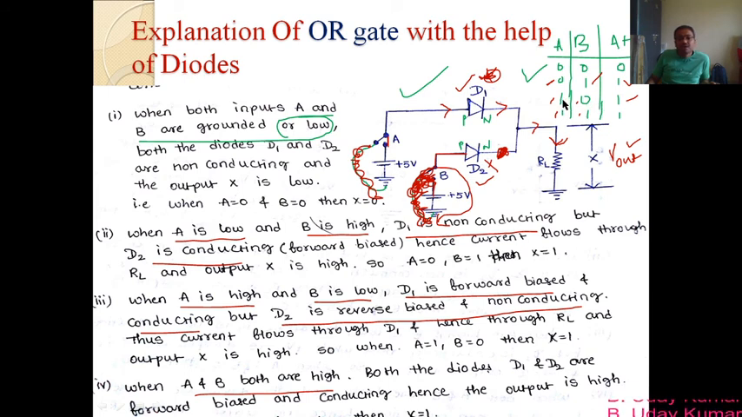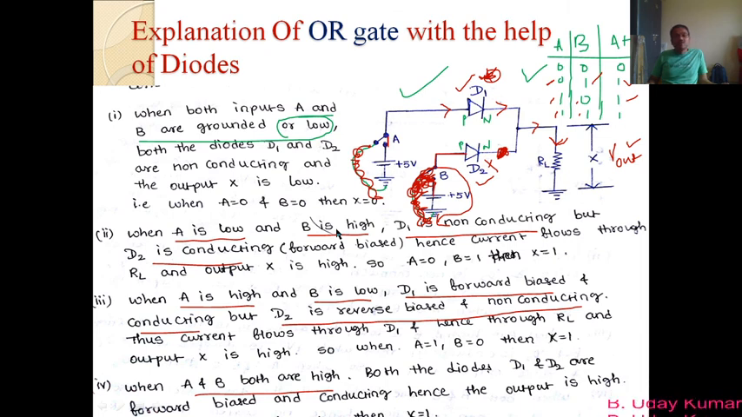For 1 and 0 again, A is given 1, that means D1 will be conducting, and B is given 0, that means D2 will be non-conducting. Since D1 is conducting, again some current flows through RL and you will find some output voltage. Similarly, for 1 and 1, both D1 and D2 will be conducting, and hence current flows through RL. So again you will find some output voltage. So this combination of diodes helps us to understand the operation of OR gate, which is nothing but the explanation of OR gate with the help of diodes, which we completed.